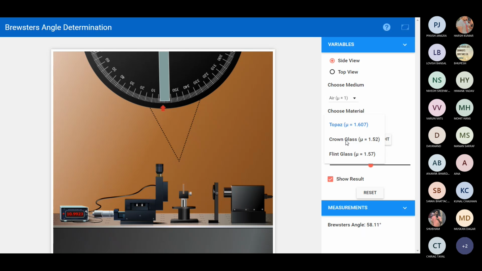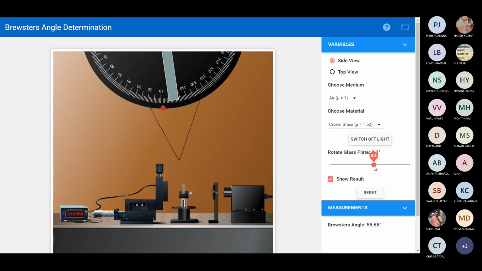You can use the crown glass. This is having less refractive index, so when you use the crown glass, you just switch off the light first and then you switch on the light again. So you can see the value of current over here is 10.98. So if I just move this pointer slightly ahead, this is decreasing. Okay, so it means 10.98 is the maximum value. Okay, so here now the Brewster angle value is 56.66 degree.